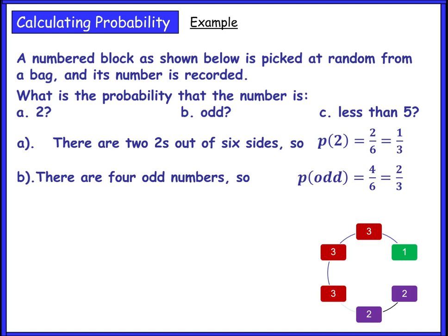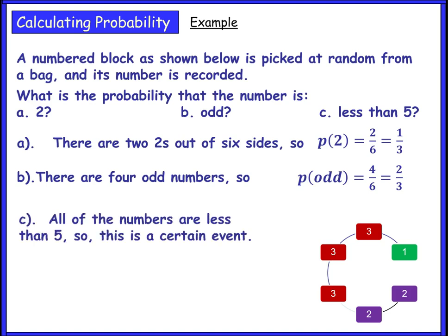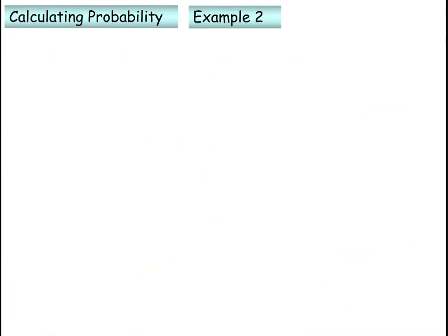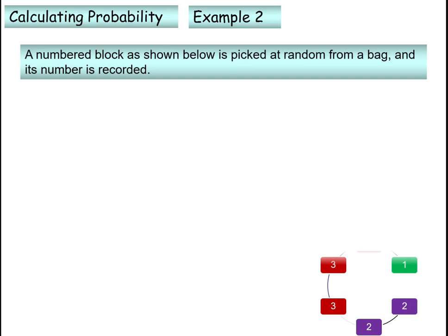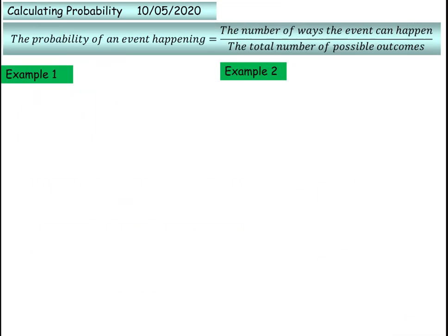And C, the probability that it is less than 5. Well, 1, 2, and 3 are all less than 5, so any selection is going to be less than 5. So the probability of less than 5 is 6 out of 6, or 1, which we know is a certain event. So P(less than 5) is equal to 1. We've had a look at that example.